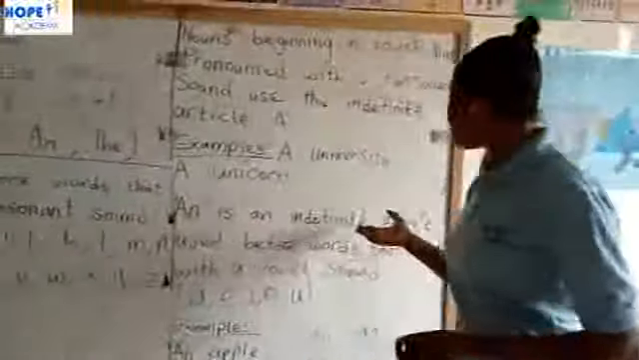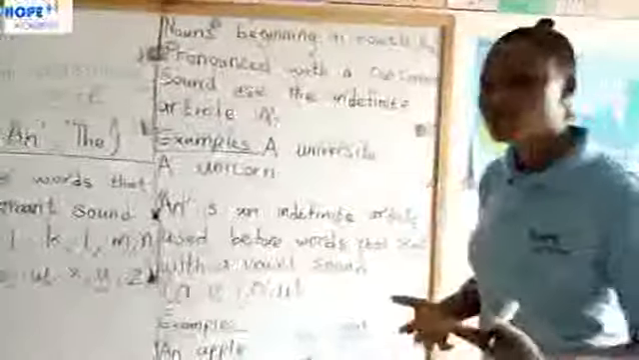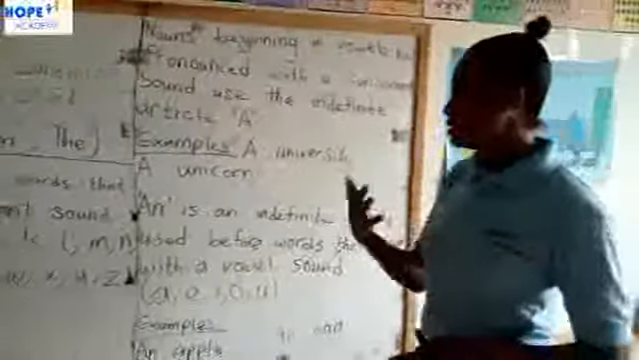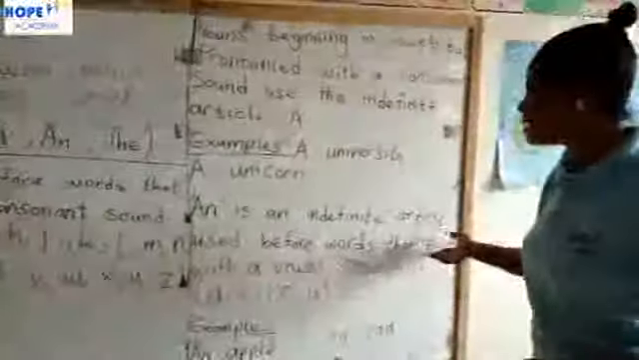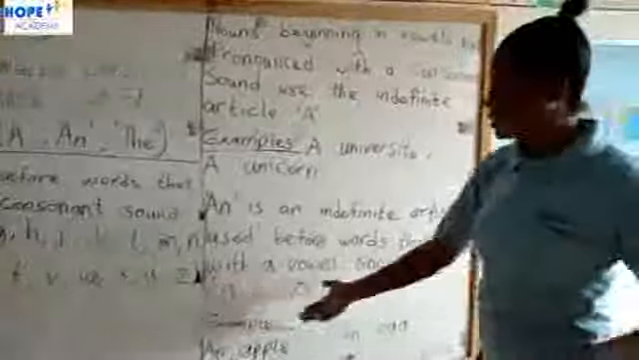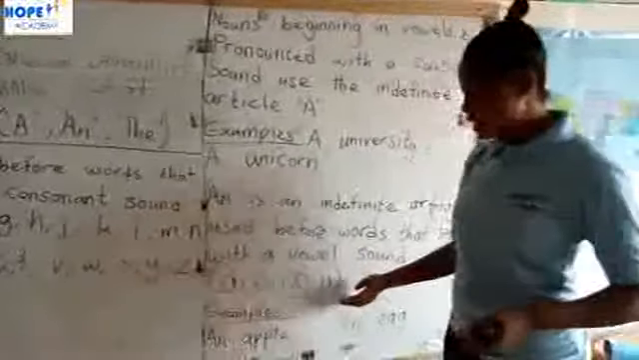An is an indefinite article. So an is also an indefinite article. Why? Because it does not describe a particular noun. So an is an indefinite article used before words that start with a vowel sound. So these are our vowel sounds.